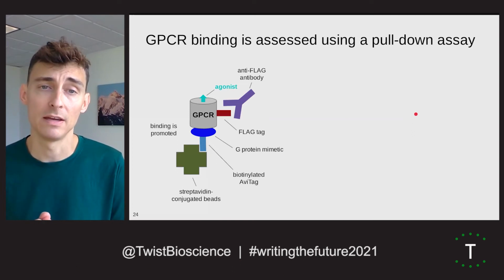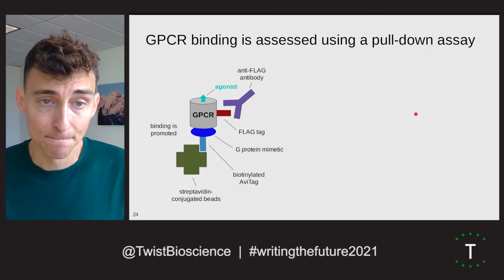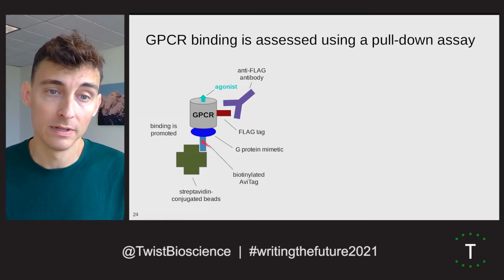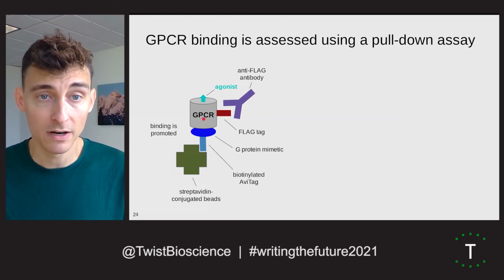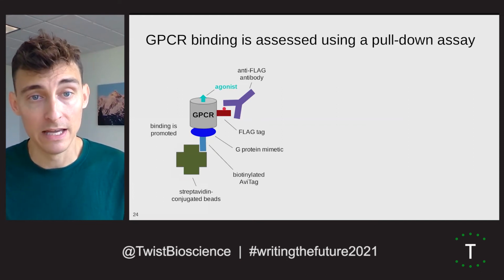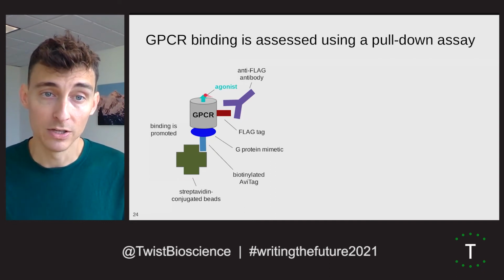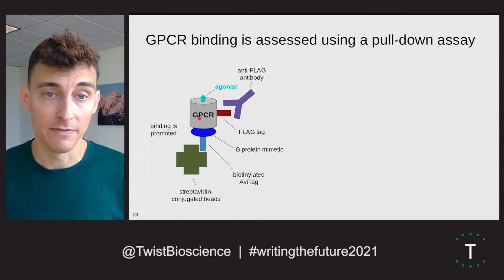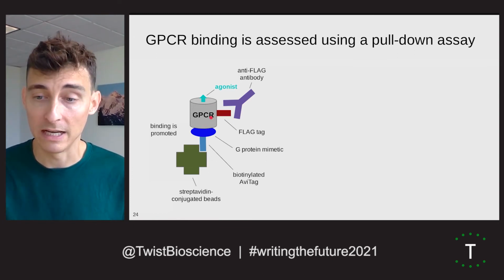And we wanted to test to see if they actually are capable of binding to the GPCRs. So to do this, we used a pull-down assay. We purify our G protein mimetics, and we attach a biotin molecule to them. And then we can use this to couple the mimetics to streptavidin beads. We then take our GPCR, which we purify in detergent micelles, and the GPCR has a FLAG tag on it so that we can identify it. We can treat the GPCR with an agonist that should lock it into the active state. And if our G protein mimetic is capable of binding to the GPCR, we should get receptor pull down, which we can detect by Western blot.